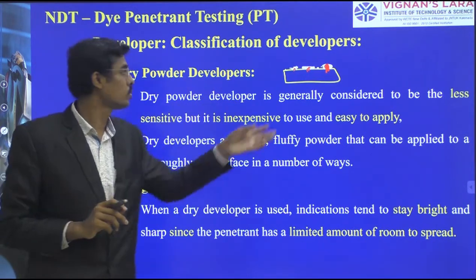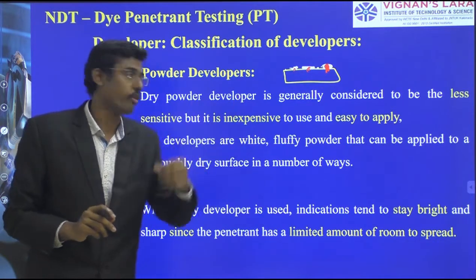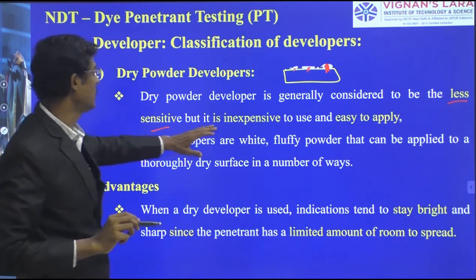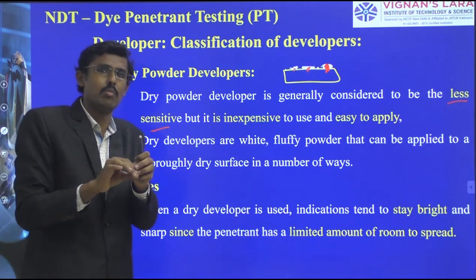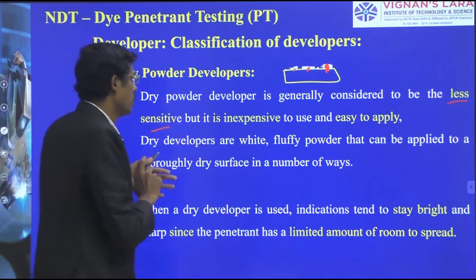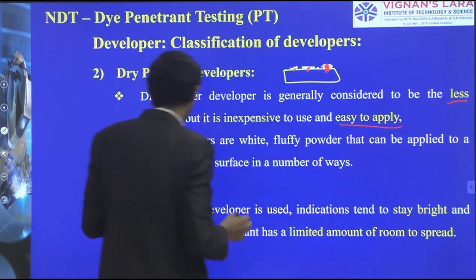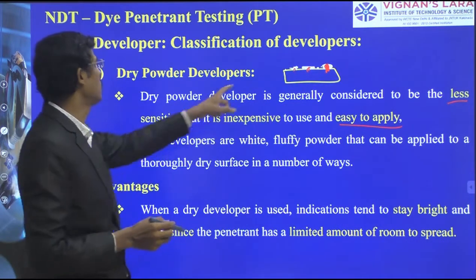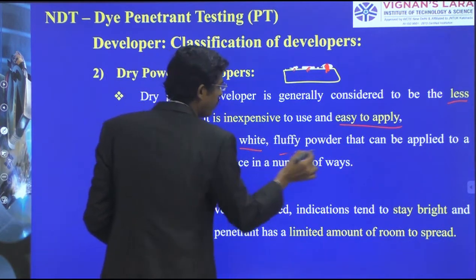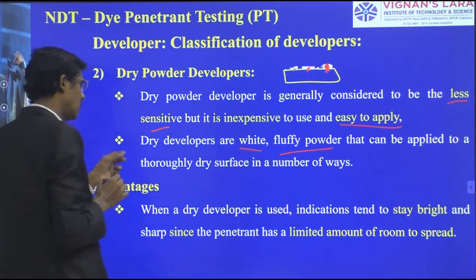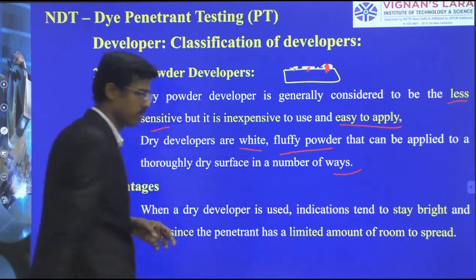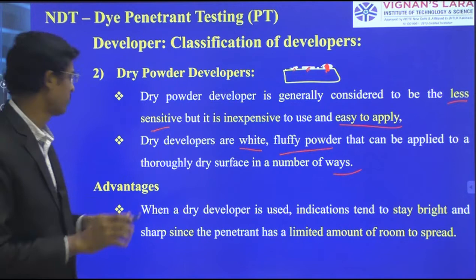It is more sensitive to find the crack when it is in liquid form. So that is why we have mentioned it is less sensitive, but it is inexpensive because we are not using water or any soluble method. Some secondary operations we are not doing. We directly purchase powder and use it, and it is easy to apply, but we have difficulty in sensitivity. Dry developers are white or fluffy powders that can be applied to a thoroughly dry surface in a number of ways, maybe spraying like air spray methods.